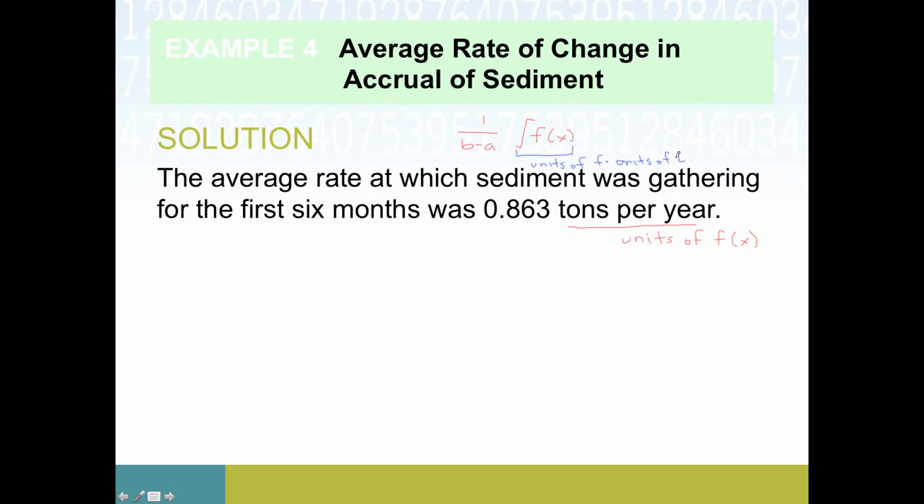And so it seems like our final answer is going to get changed, have different units. But actually, since we're dividing by this as well, this has units of t. They're both, b and a are both time units in this case. So we are dividing out the units of time. And all that's left are the units of f when all is said and done.